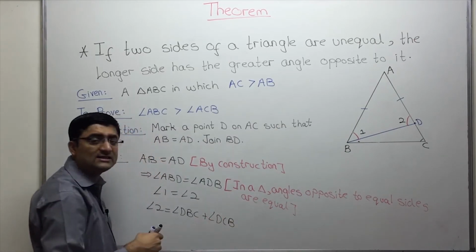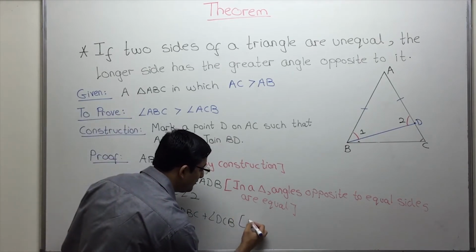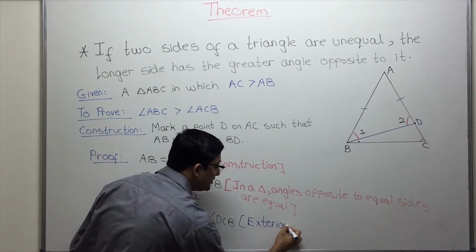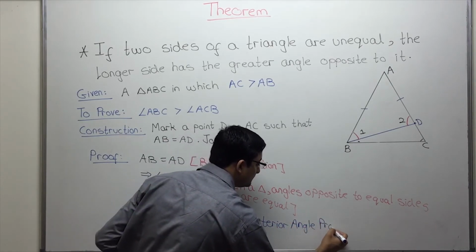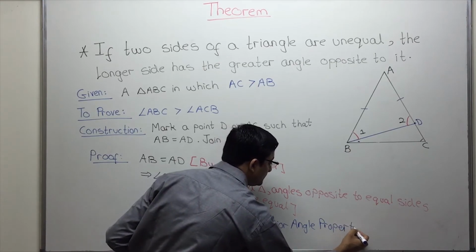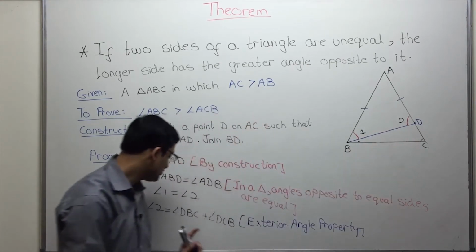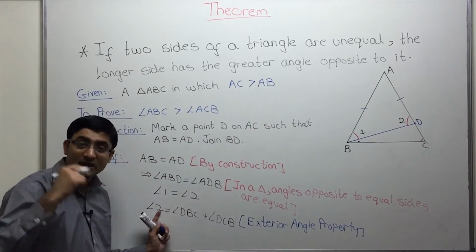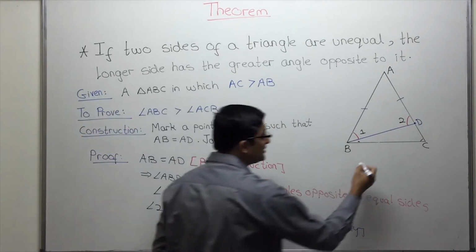What is the reason behind this? Exterior angle property. So you can mention in brackets, exterior angle property. Whenever you're using a theorem or a property, do mention it. So we have angle 2 is equal to this angle plus this angle. Because angle 2 is equal to the sum of these two angles, that means angle 2 individually is bigger than each of these angles.